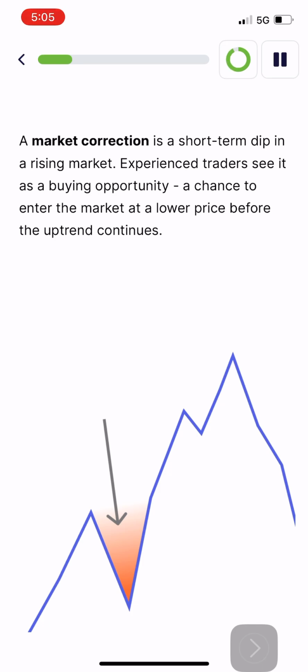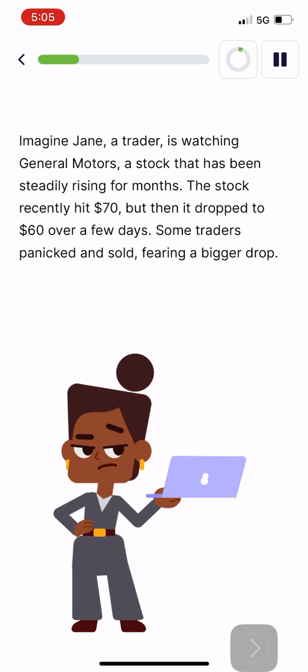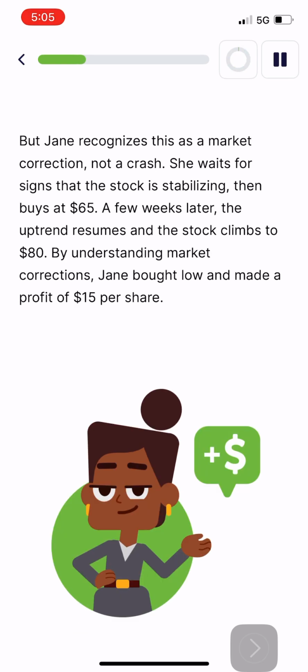uptrend continues. Imagine Jane, a trader, is watching General Motors, a stock that has been steadily rising for months. The stock recently hit $70, but then it dropped to $60 over a few days. Some traders panicked and sold, fearing a bigger drop. But Jane recognizes this as a market correction, not a crash. She waits for signs that the stock is stabilizing, then buys at $65. A few weeks later, the uptrend resumes, and the stock climbs to $80. By understanding market corrections, Jane bought low and made a profit of $15 per share.